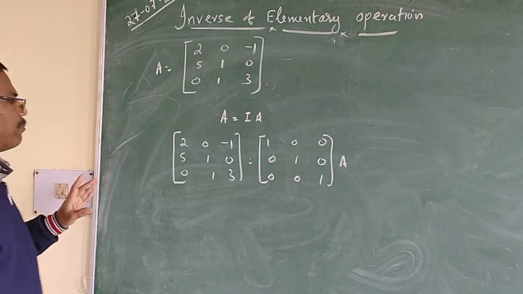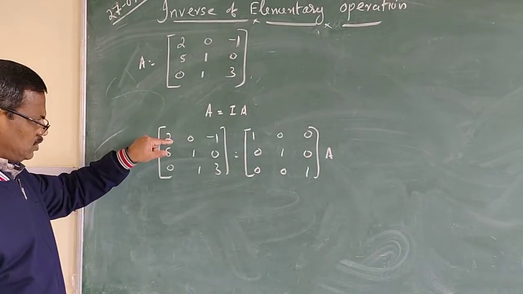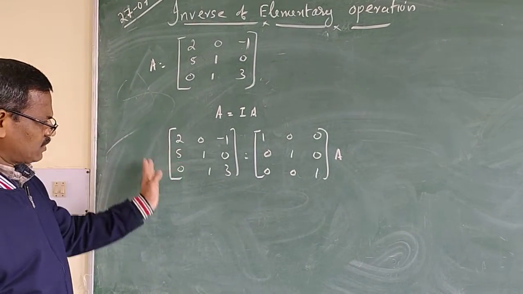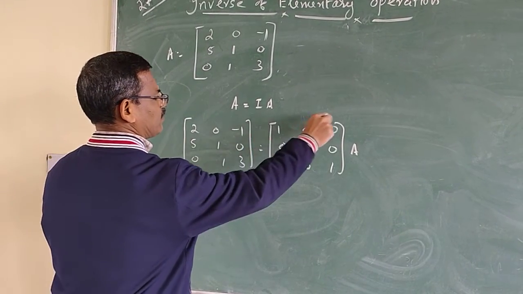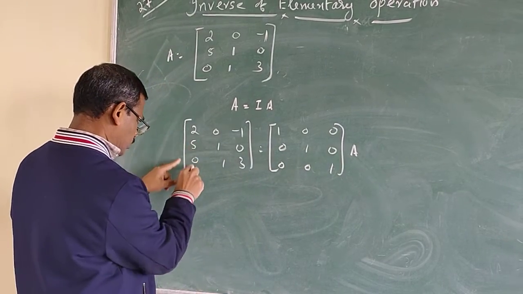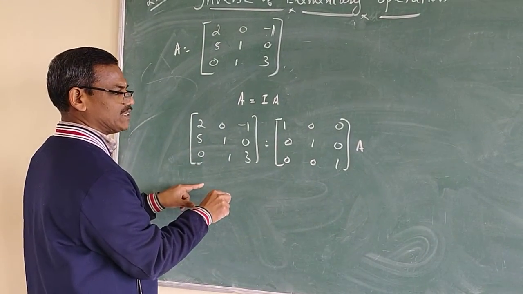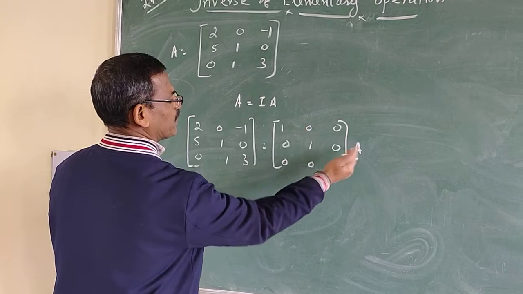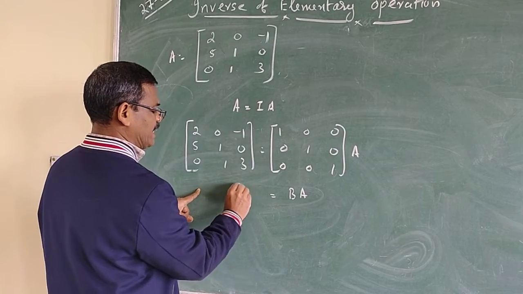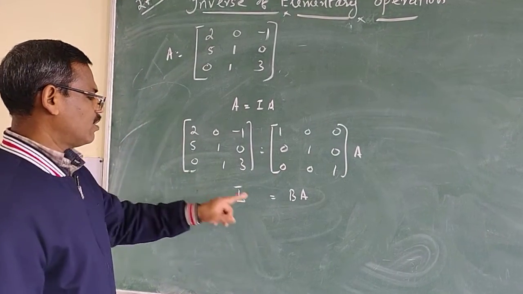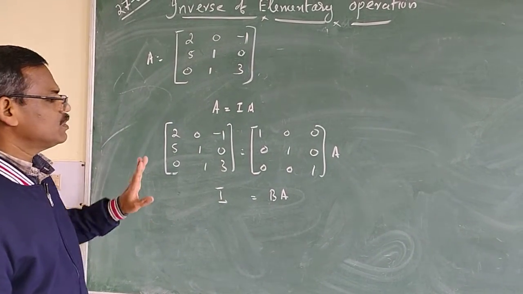Our aim is to apply the elementary row operations and reduce the left side matrix into an identity matrix. When you apply the elementary row operation here, the same elementary operation will be applied here also. So when you reduce this matrix into an identity matrix, automatically this matrix will be changed to another matrix, and I call that B and this is A. So you get I is equal to BA. Then automatically we call that B is the inverse of A. That is the process.